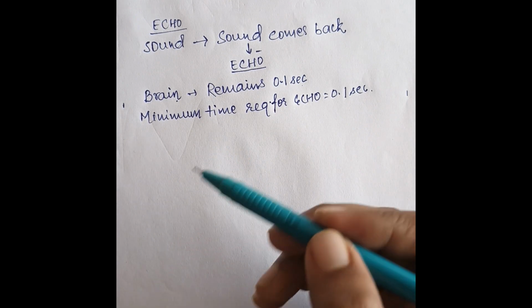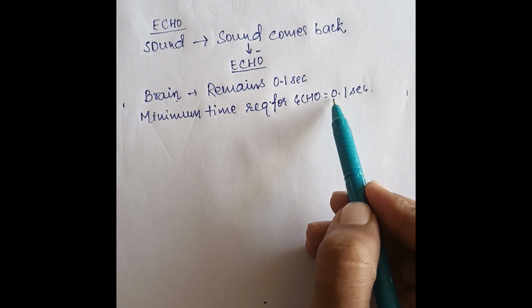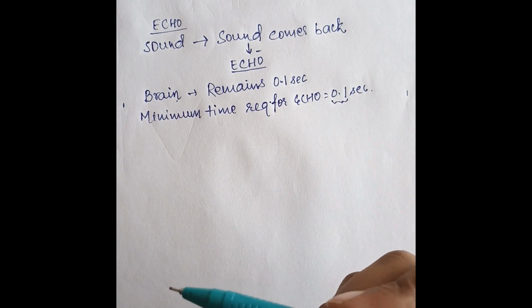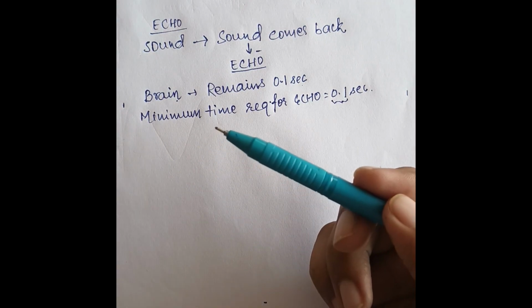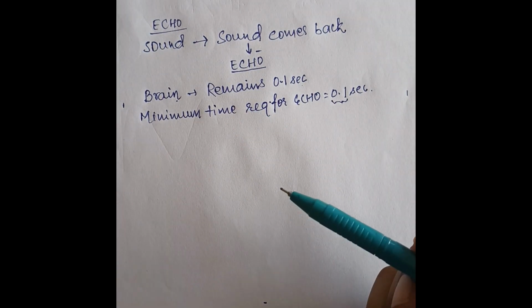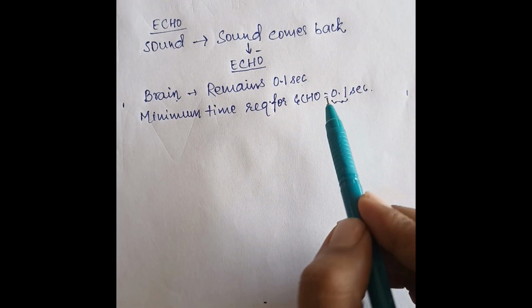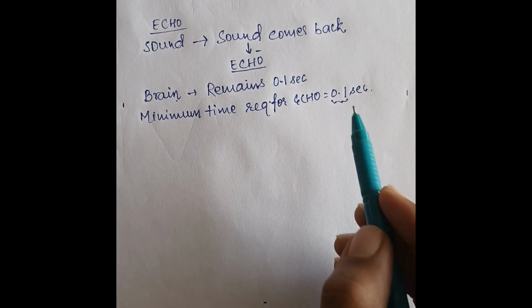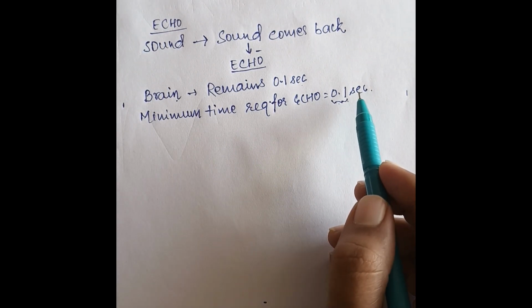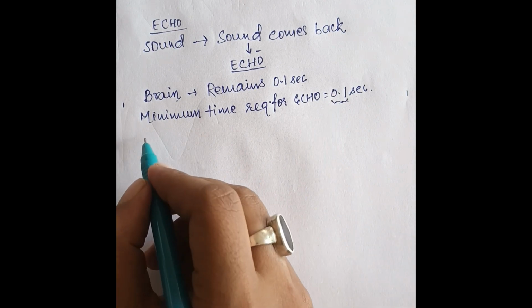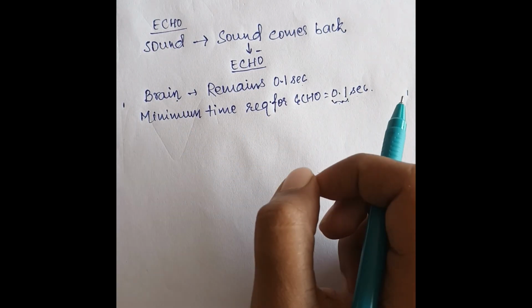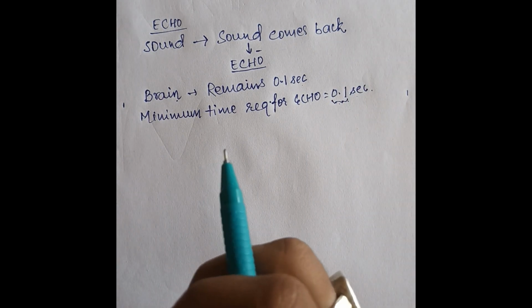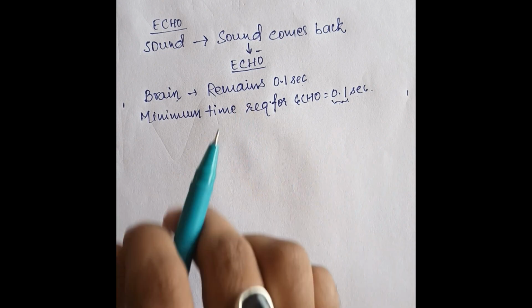If we shout, there should be enough time, 0.1 second, for the sound to go and strike a wall and come back. So the minimum time from incidence to coming back to the source or the ear should be around 0.1 second. Similarly, we need to find the minimum distance of the wall from the source of the sound for the echo to happen. So we will be finding it now.